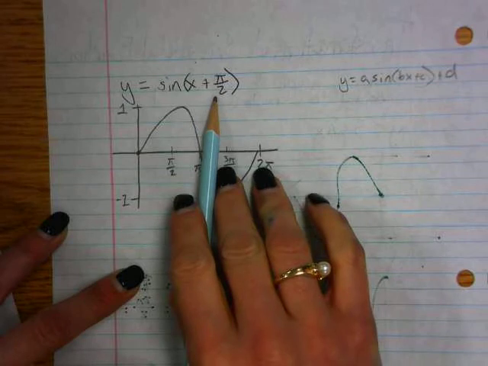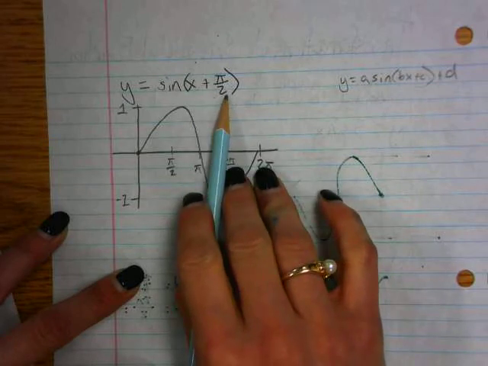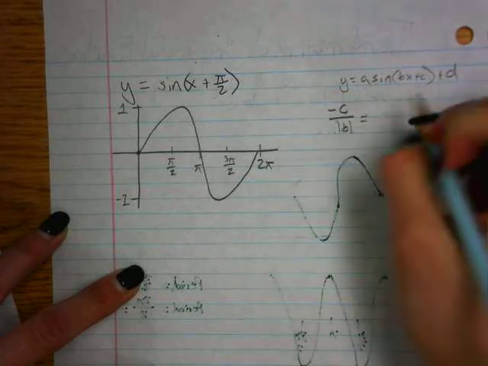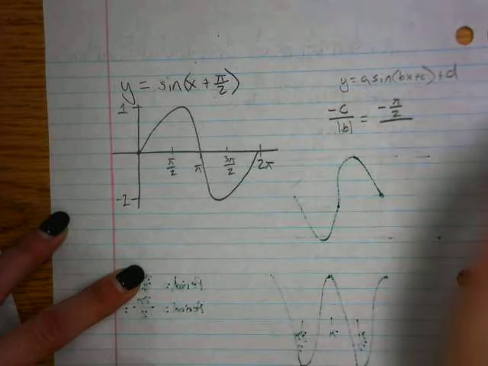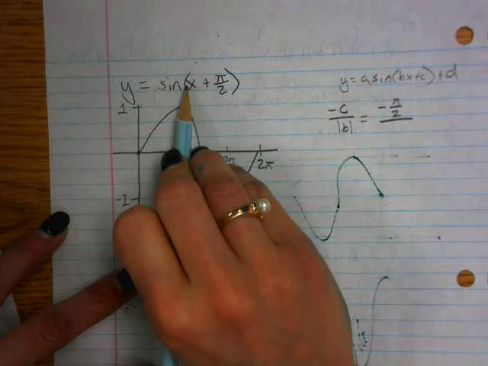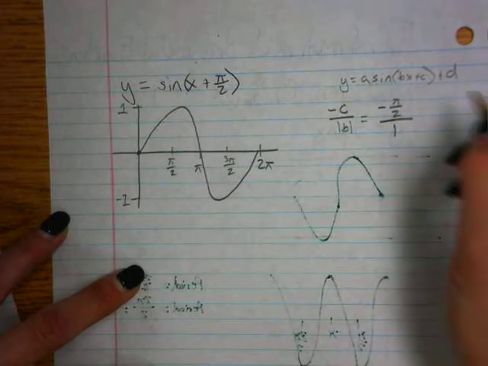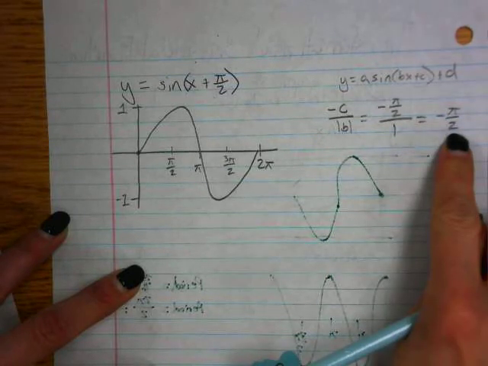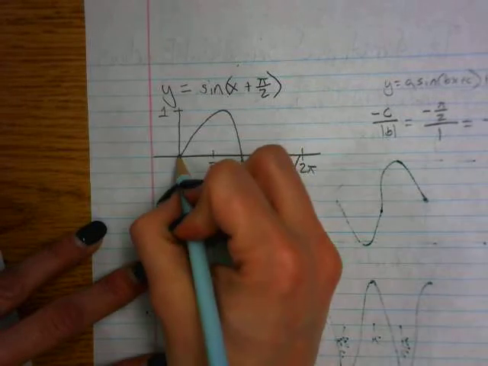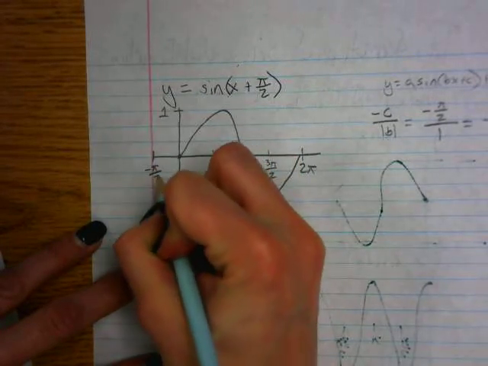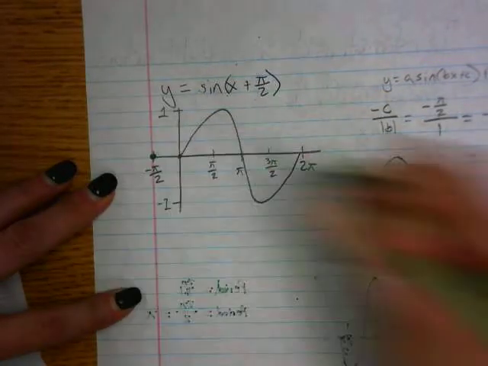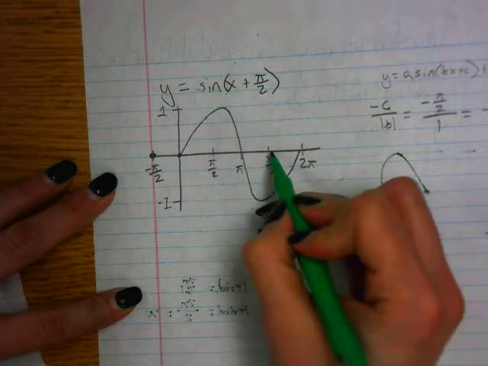So if I have a c value of positive pi over 2, we know that we can calculate our phase shift as negative c over the absolute value of b, or negative pi over 2 over our b value, which is our coefficient of x, which is just 1. So we have negative pi over 2. So we're going to be going backwards pi over 2. So from this spot, if I go backwards pi over 2, I would now be starting right here, and I'm going to be finishing back pi over 2 as well.